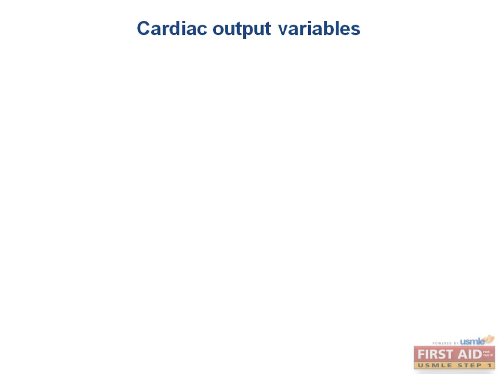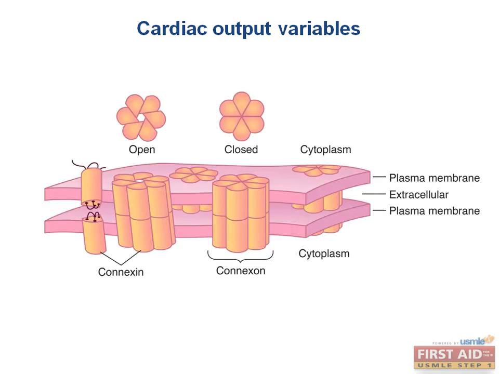Before we discuss cardiac output variables and how they are augmented by different variables, let's quickly review the cellular physiology of a myocyte and some intercellular signaling that is critical in understanding how augmentation of these normal processes is possible. Let's talk about gap junctions.